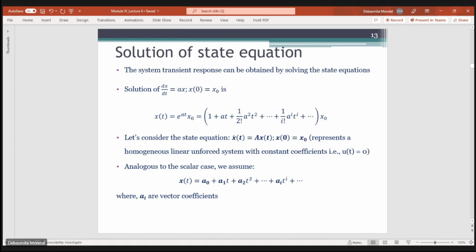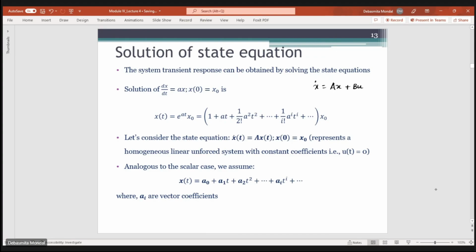Okay, so now we'll see what will be the solution for this state equation. The solution for the state equation basically will give you the system transient response. So the system transient response can be found out by solving the state equations. The state equation we have is x dot is equal to Ax plus Bu. If you solve this state equation, you will get the system transient response.